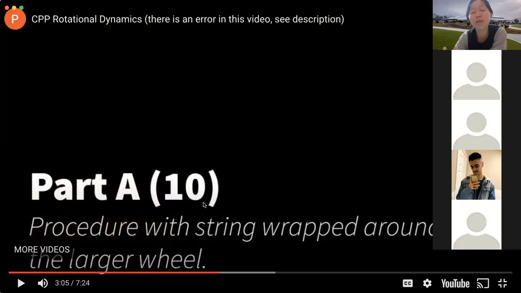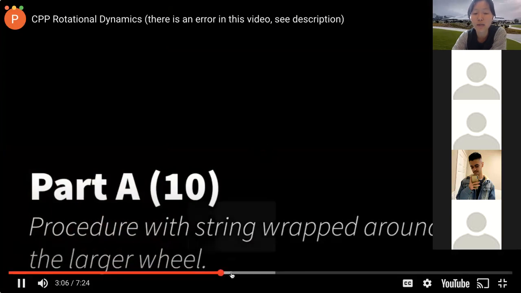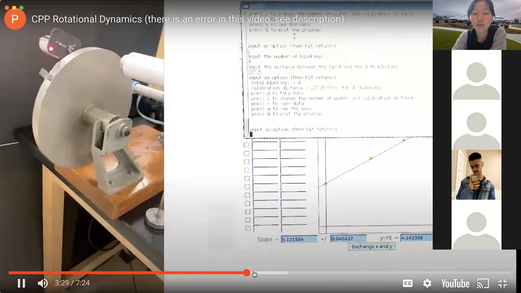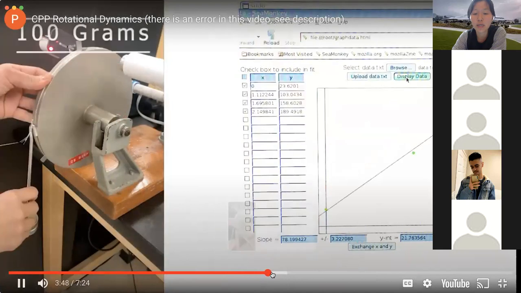Before we get to that, they will do part A10. You're not going to do any data recording there. That's wrapping the string around the large wheel. We're actually going to skip that, and you can jump through to where they do part A11.